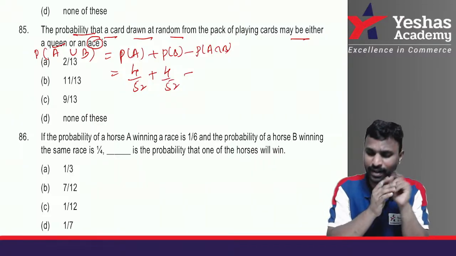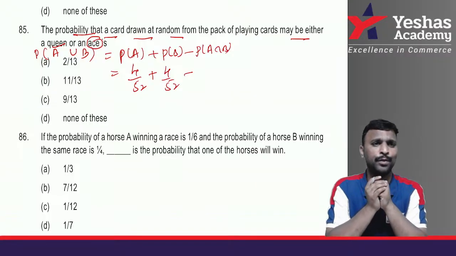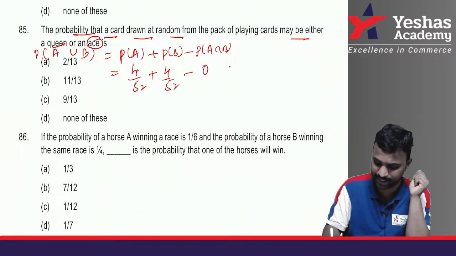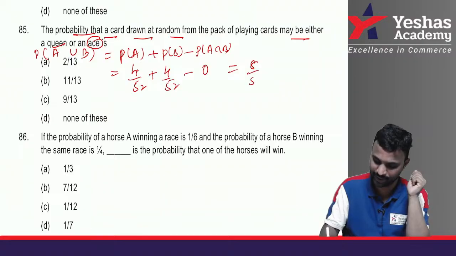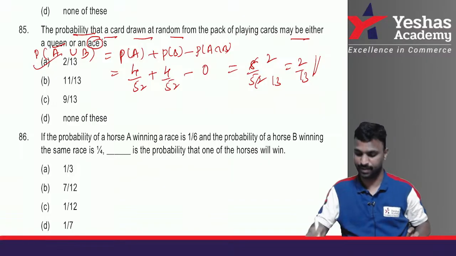Is it possible that a card is a queen as well as an ace? No. Ace and queen are mutually exclusive. So, therefore, it is 0. So, it is 8 by 52. 4 twos are 8, 4 thirteens are 52. So, 2 by 13 is the answer. Option A is the correct one.